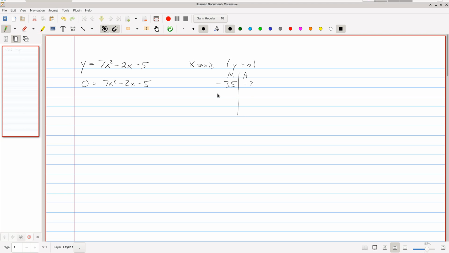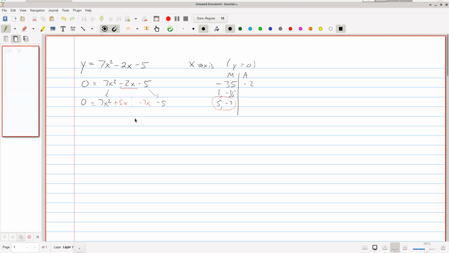So negative 35, we could write this as 1 times negative 35, or 5 times negative 7. 5 and negative 7 add up to negative 2. So that's how we're going to break this apart. We're going to write this as 0 equals 7x squared. Right, we're going to leave the first term. We're going to keep the last term. But this middle one we're going to break apart. Negative 2x is the same thing as these two that we just found. Positive 5x minus 7x.